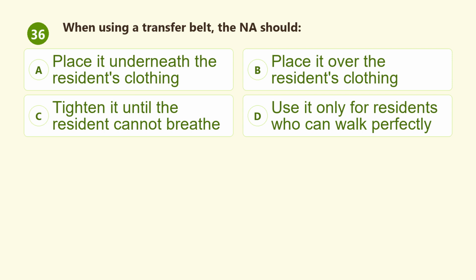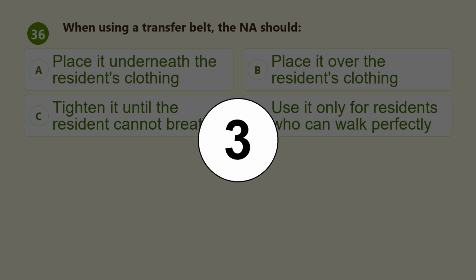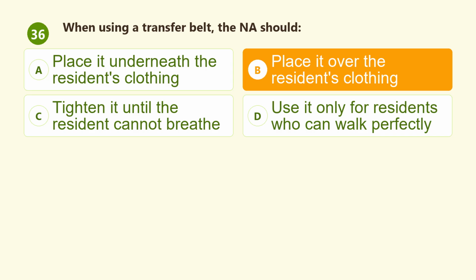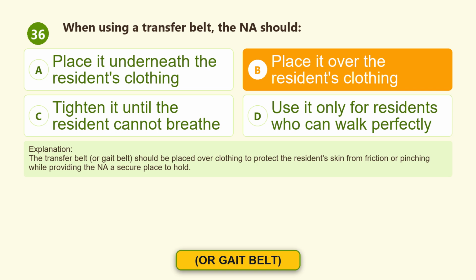Question 36. When using a transfer belt, the NA should: Option A, place it underneath the resident's clothing. Option B, place it over the resident's clothing. Option C, tighten it until the resident cannot breathe. Option D, use it only for residents who can walk perfectly. The correct answer is option B, place it over the resident's clothing. The transfer belt, or gait belt, should be placed over clothing to protect the resident's skin from friction or pinching while providing the NA a secure place to hold.